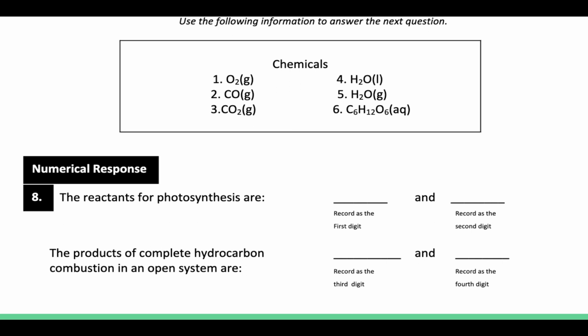Okay. This is just a theory question. The reactants of photosynthesis. In photosynthesis, you want to take carbon dioxide and water, and you end up forming your glucose and oxygen. The products of complete combustion in an open system, so where water can escape as a gas, you end up getting carbon dioxide, which is 3, and water as a gas, which is 5.